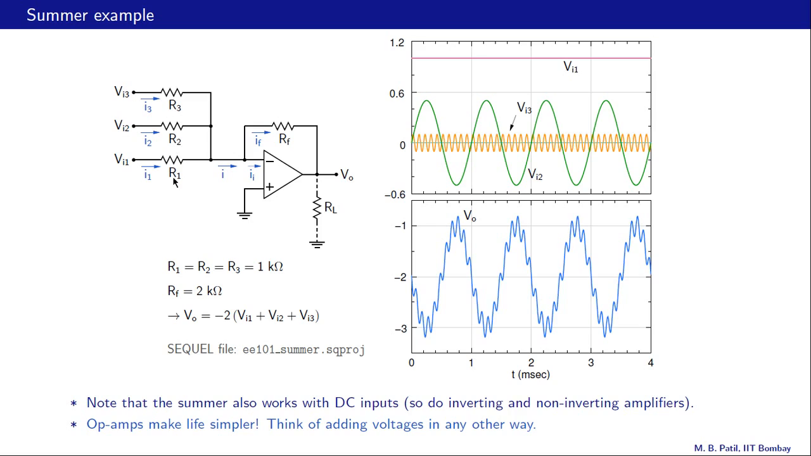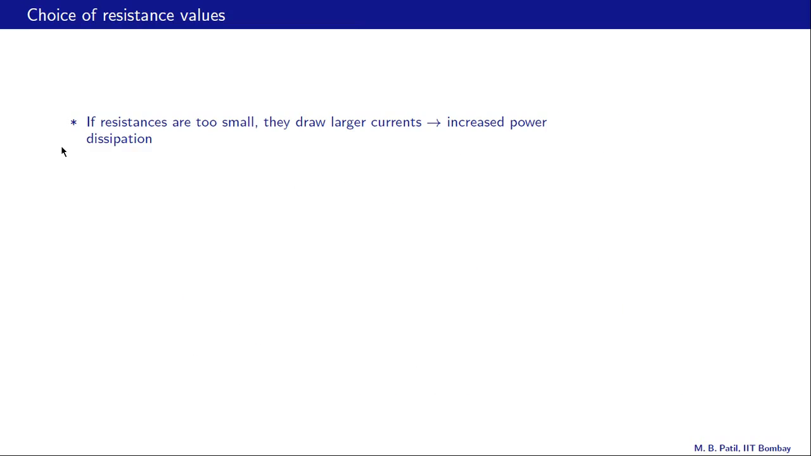Let us now talk about the choice of resistance values in op-amp circuits. And this is a very important question from a practical perspective. If we want to build an op-amp circuit, we will definitely need to know whether any arbitrary resistance value is good enough or there is some restriction. Turns out that there are some restrictions, and let us see why.